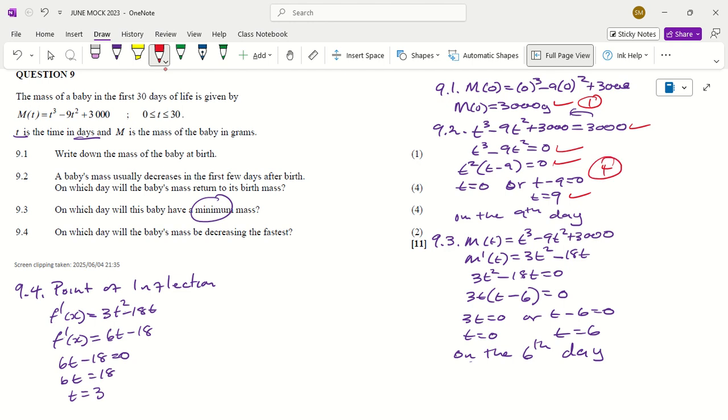Then 9.3, which is also 4 marks: the first mark you get for finding the derivative and making it equal to 0. Then you get a mark for factorizing, and then you get a mark for the 6 days, and that is 4 marks. Then the last question, 9.4, you get a mark for making the second derivative equal to 0, which is actually here, and then the answer, and that is 2 marks.